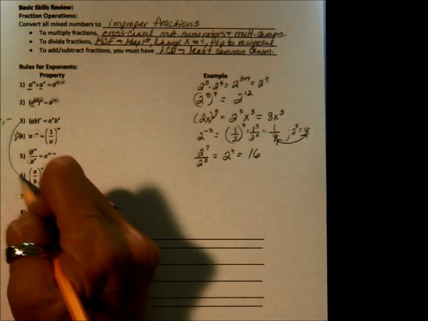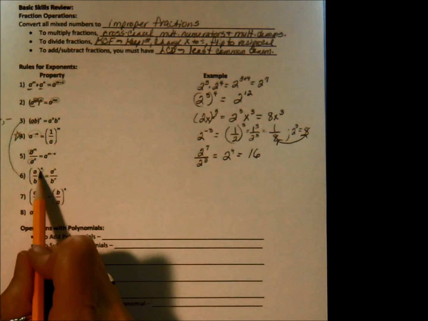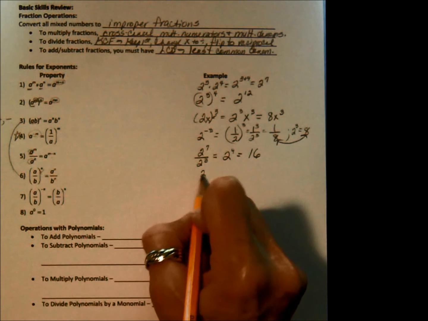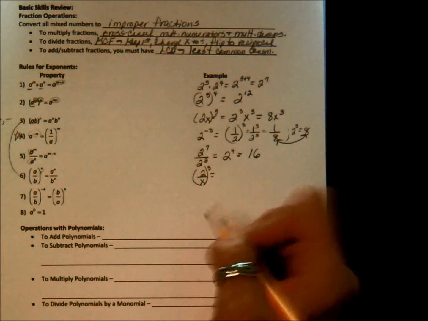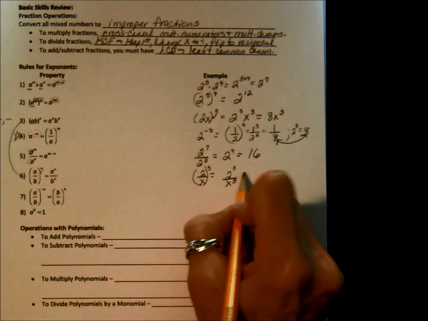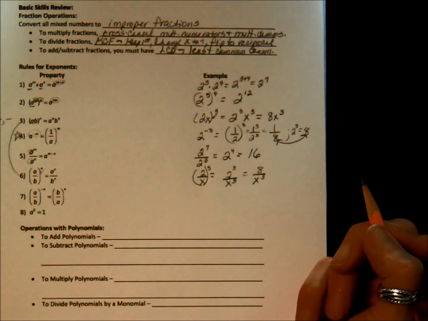Number 6, I said, goes with number 3. It's just an example of an outside exponent applied to a fraction. So if I had 2 over x all raised to the 3rd power, that means 2 to the 3rd power over x to the 3rd power, or 8 over x cubed.